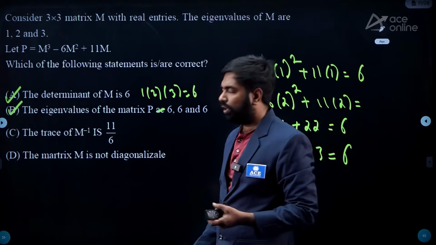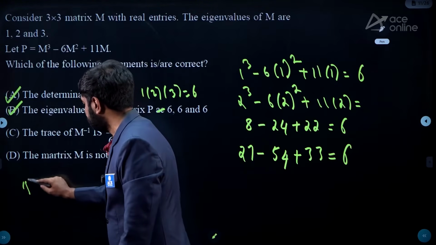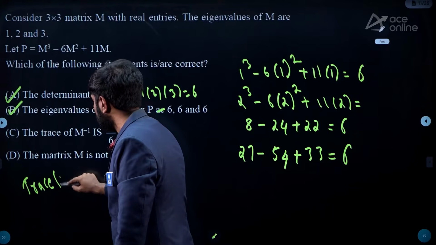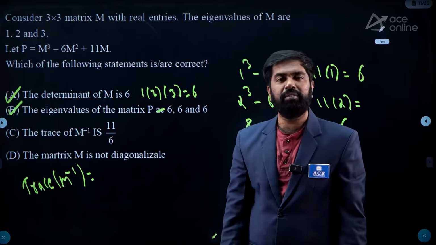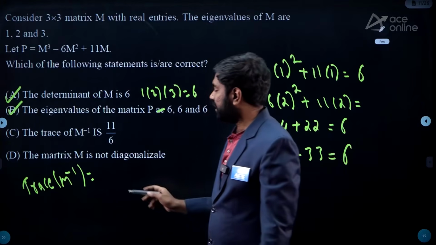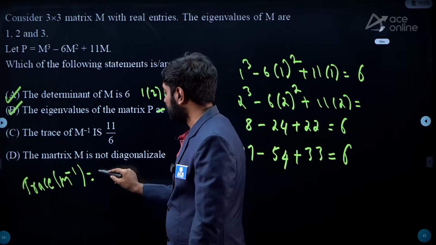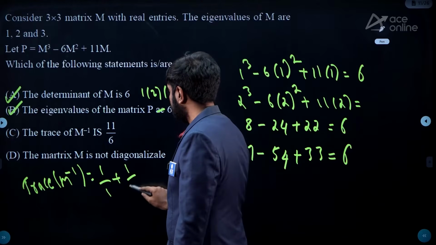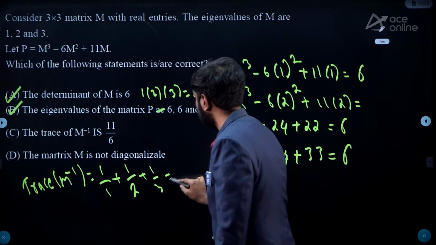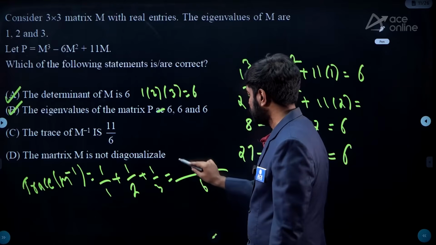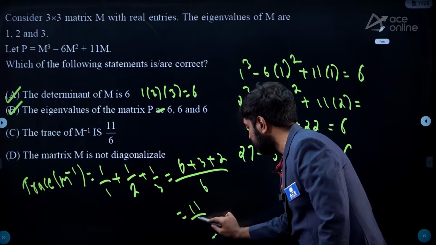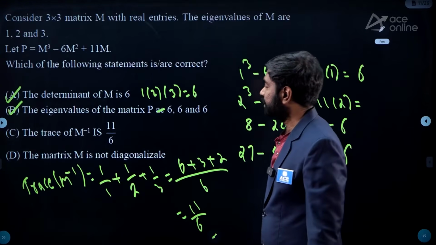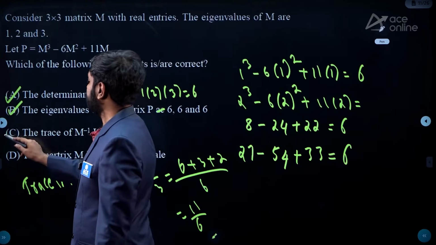The trace of M inverse is 11 by 6. The trace is equal to the sum of the eigenvalues. Trace of M inverse, if you want, you have to add the eigenvalues of M inverse. The eigenvalues of M are given. M inverse eigenvalues are reciprocal, so it is 1 by 1 plus 1 by 2 plus 1 by 3. So its denominator is 6. So it is 6 plus 3 plus 2, which is 11 by 6. Yes, trace of M inverse is 11 by 6.